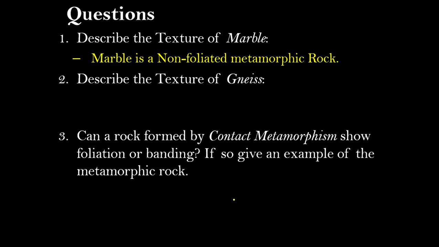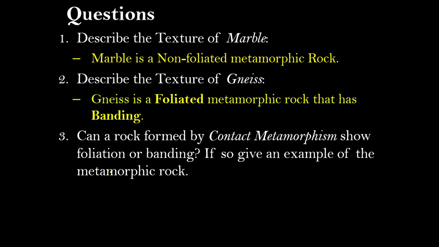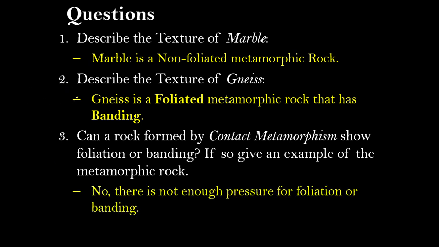Describe the texture of gneiss. Gneiss is up here. Gneiss is foliated, but it is banded. So we're going to go a little bit further, because banding is the true real texture. Now, can a rock formed by contact metamorphism show foliation or banding? Jump back. So contact metamorphism, only down here, regional or contact. These can only be non-foliated. So can we have banding? No, no banding. There's not enough pressure. Remember, contact only forms from heat, no pressure.